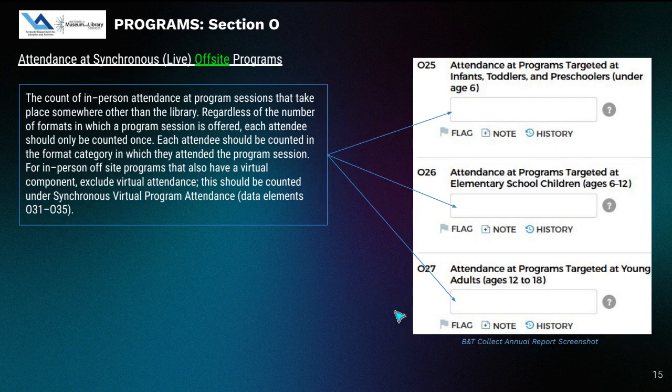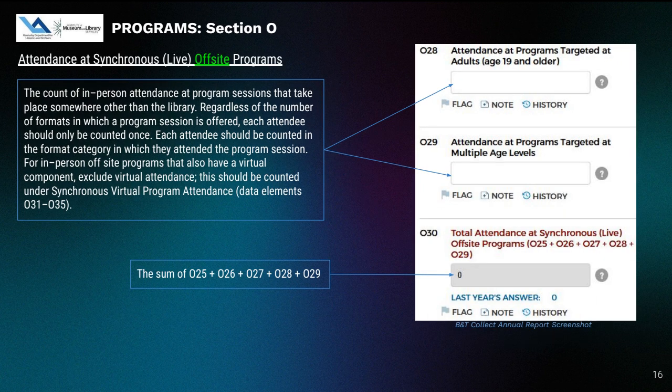All righty, attendance at Synchronous Live off-site programs. Here we go. We're going to break it into the same age categories as all of the previous O sections. O30 should be a total of 25, 26, 27, 28, and 29. Please double check it's in the ballpark, that it's correct. If not, flag it, note it, and we will dig into if anything needs to be changed by Baker and Taylor as far as their auto sums. We can have them fix this, but we don't know it needs fixed if we don't have a flag or a note here. And you can also email us. We like those too.